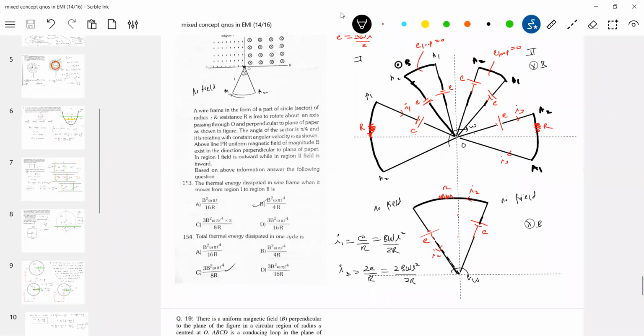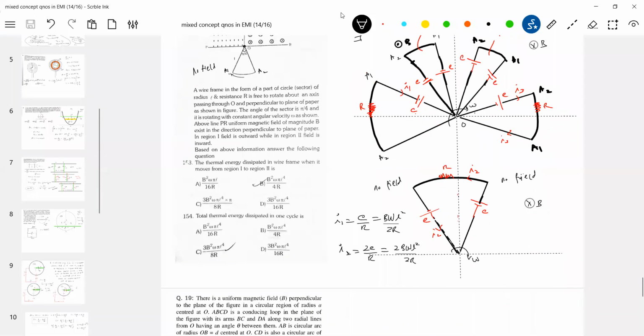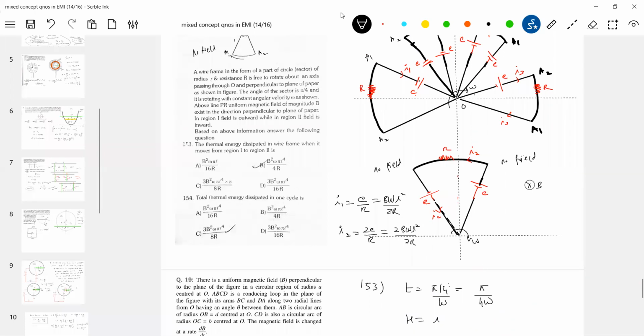Question number 153, I'm discussing. So what is the time taken? T should be equal to pi by 4 omega. Then what about the heat generated? H should be equal to I2 square R T. So I2 square will be 2B, so this 2 also gets cancelled. So B omega L square by R whole square into RT.